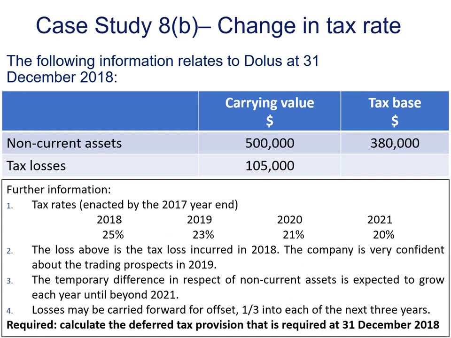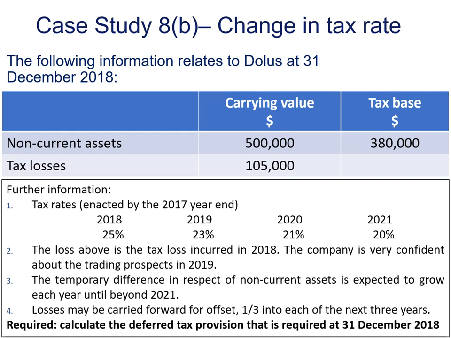Okay, let's look at another example. The following information relates to dollars as at 31 December 2018. The carrying value is 500,000 of non-current assets, and the tax base is 380,000. Tax losses, we have tax losses of 105,000, which obviously are going to have a future tax impact. And this is the information that we've been given. This is, I suppose, a bit of an extreme example. You're not going to really see this in practice, but it helps us in understanding the concepts.